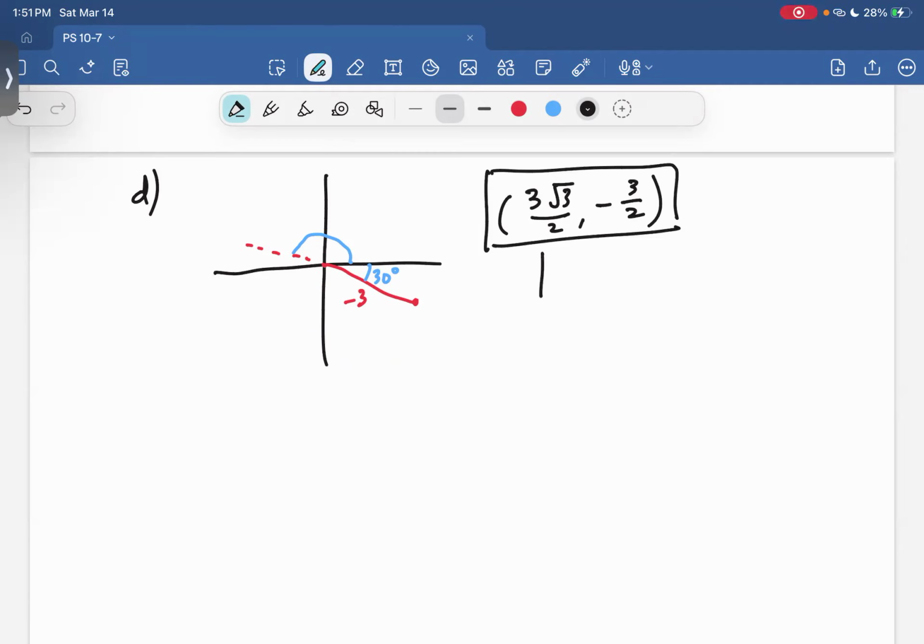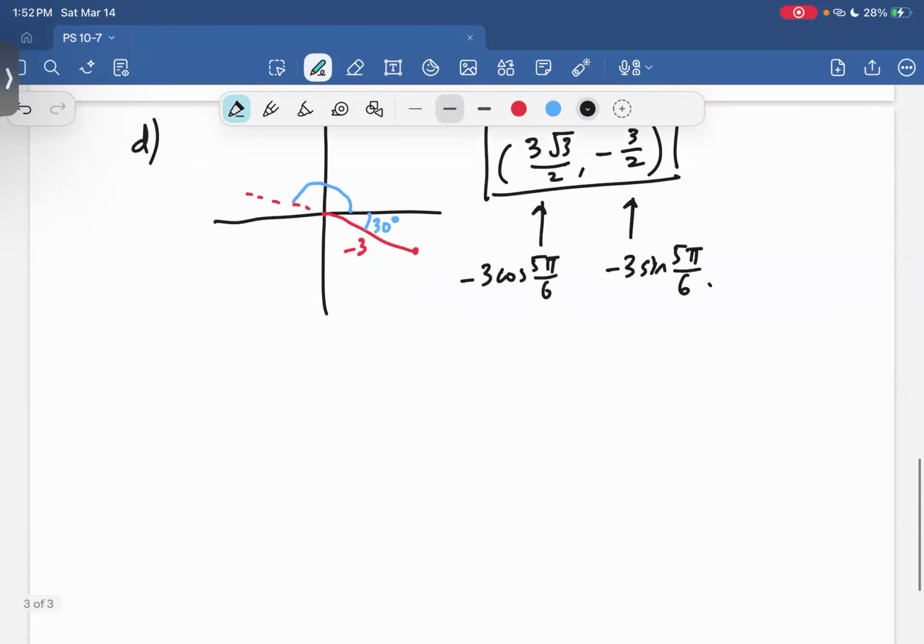You could have also gotten this from just doing r sine theta. Sorry, r cosine theta, r sine theta. So this is negative 3 cosine 5 pi over 6. You can confirm that yourself. And this is negative 3 sine 5 pi over 6. You use the original angle if you're going to use the r cosine r sine formula.